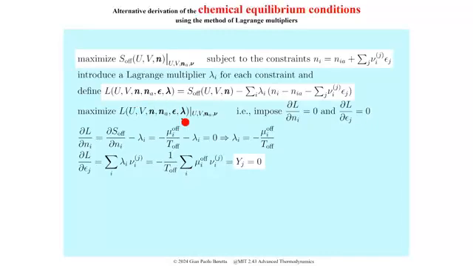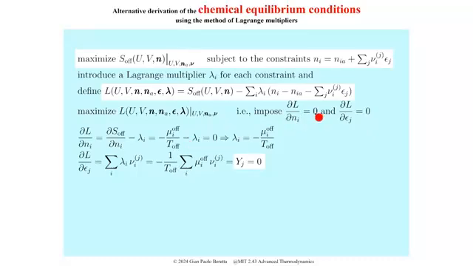So essentially, I need to take the derivative and set it equal to 0 with respect to those variables that are undetermined. So the n and the epsilon. So I take the derivative of L with respect to n. So I get one contribution from S, from the entropy, the derivative of S with respect to n. This is equal to minus the chemical potential over the temperature. And then when I take the derivative with respect to n, I also have a contribution from here, because this is an n, which is minus lambda, and that's this minus lambda here.